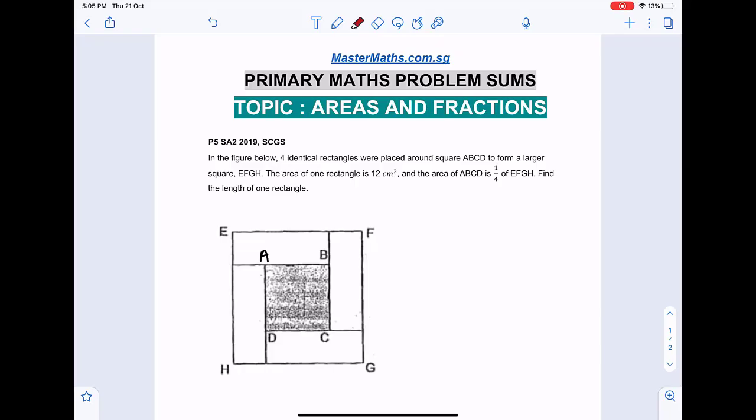In the figure below, 4 identical rectangles were placed around square ABCD to form a larger square EFGH. The area of one rectangle is 12 square cm and the area of ABCD, which is the center square here, is 1/4 of EFGH. EFGH is the outside bigger square right here.